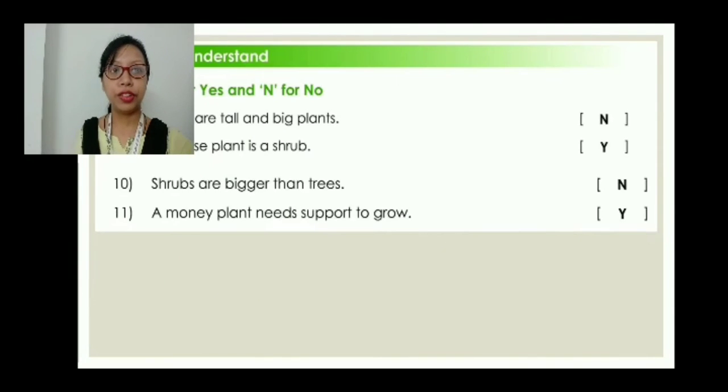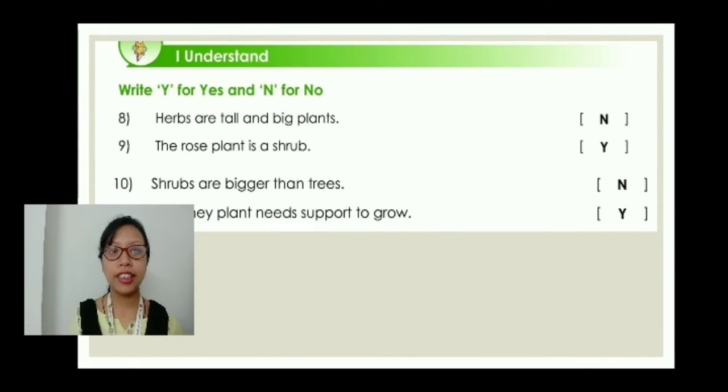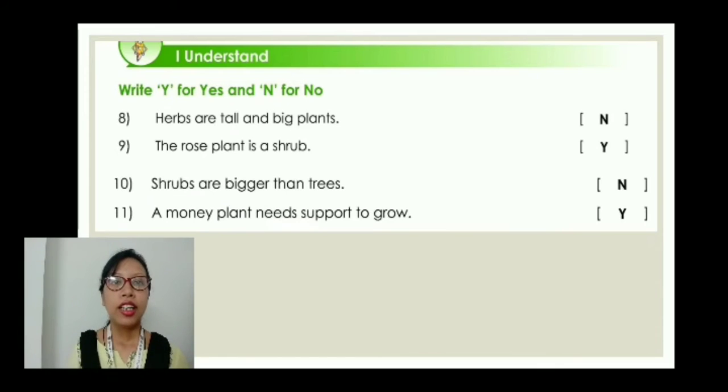Then let us move to the workbook part, which says yes or no. So the first one is, herbs are tall and big plants. That is an incorrect answer, so it will be no, because herbs are small and have weak stems. Now number 9, the rose plant is a shrub. Yes, because it has a woody stem, so it is a shrub.